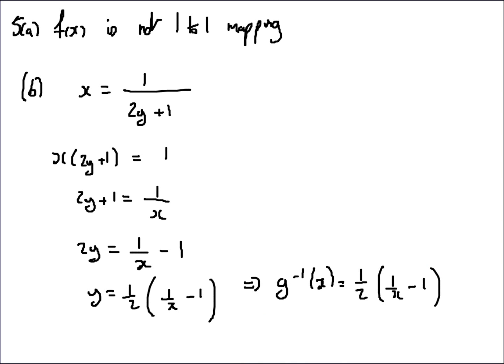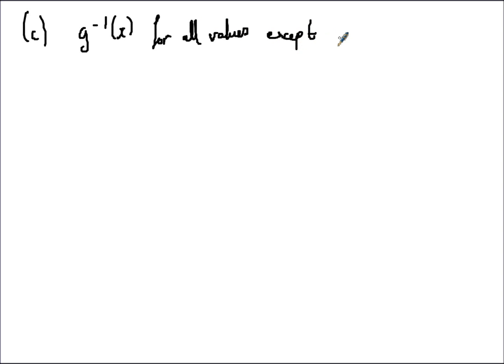Part C then. State the range. Well, the range is basically just the domain, so it'll be that g to the minus 1 of x. I can basically put for all values except, it does not equal 0.5.